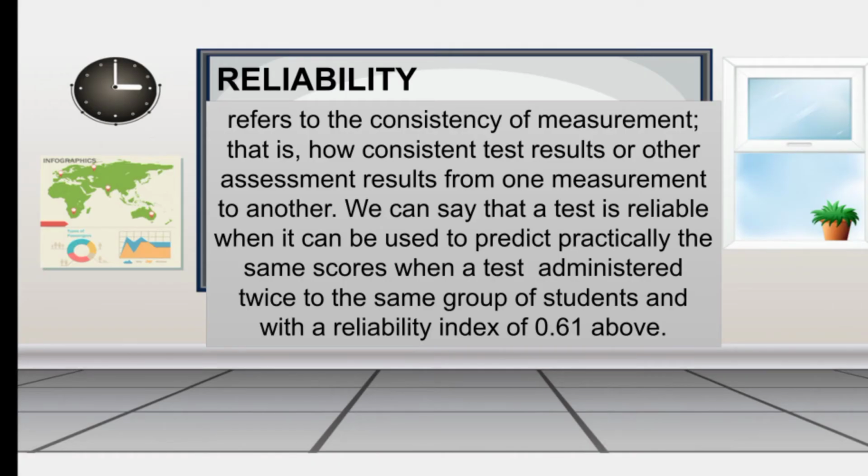Now, let's move on to the next quality of assessment tools, which is reliability. What is reliability? It refers to the consistency of measurement. That is, how consistent test results or other assessment results are from one measurement to another. We can say that a test is reliable when it can be used to predict practically the same scores when a test is administered twice to the same group of students, with a reliability index of 0.61 and above.